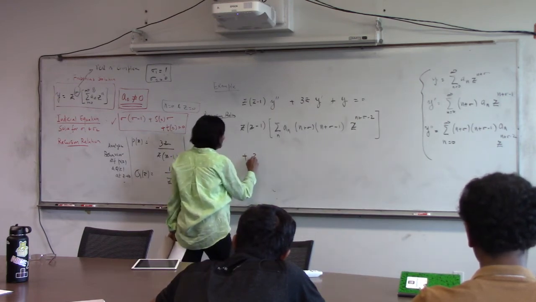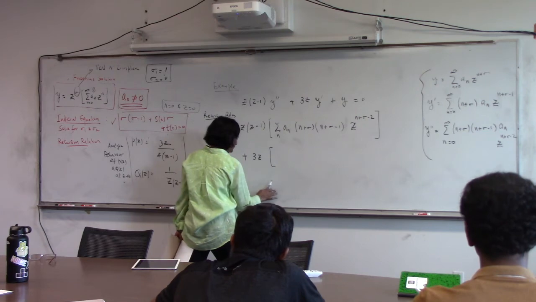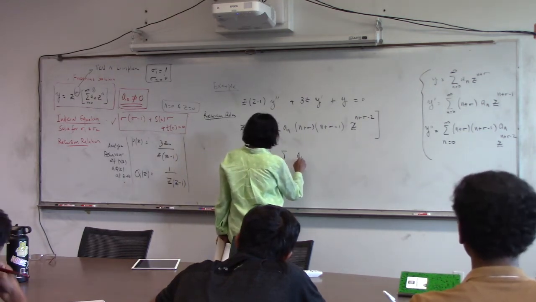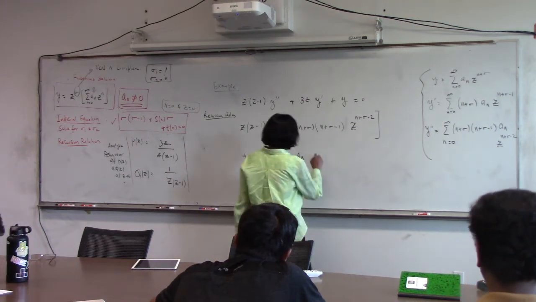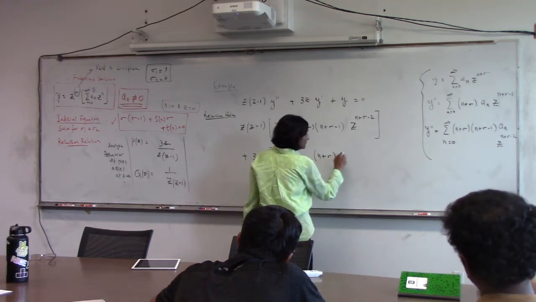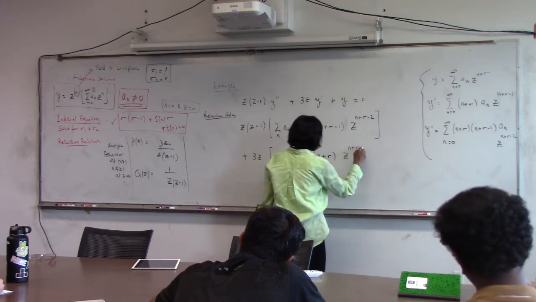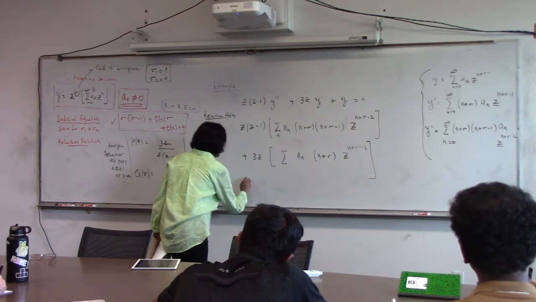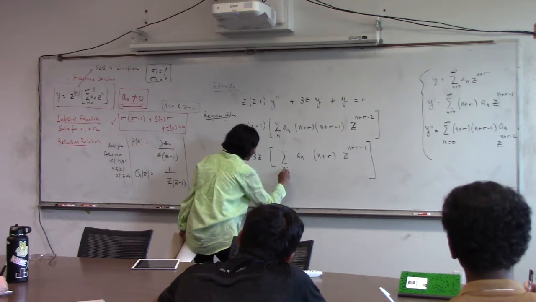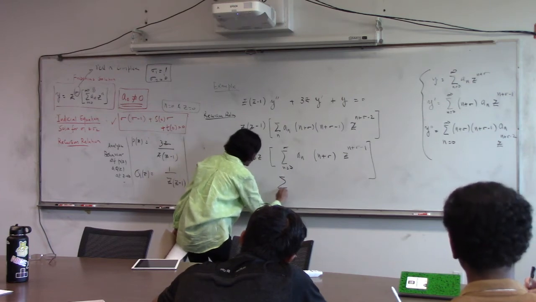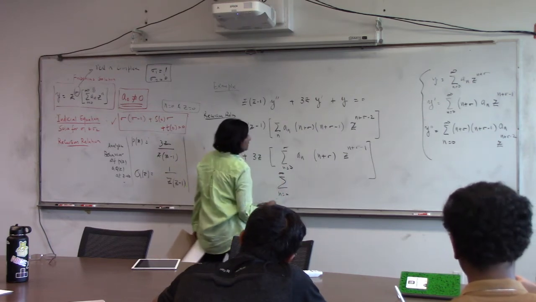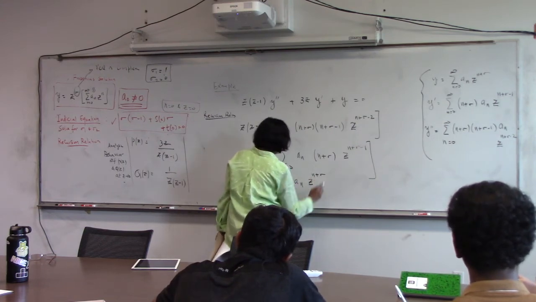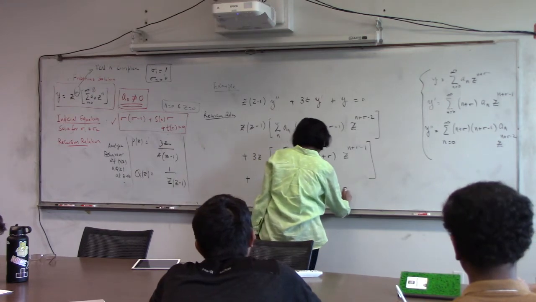Plus 3z, y prime is a sub n, plus sigma, z equal n plus sigma minus 1, plus a_n z equal n plus sigma, all that should be equal to 0.